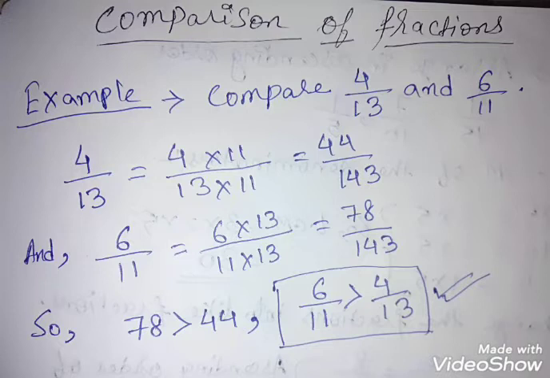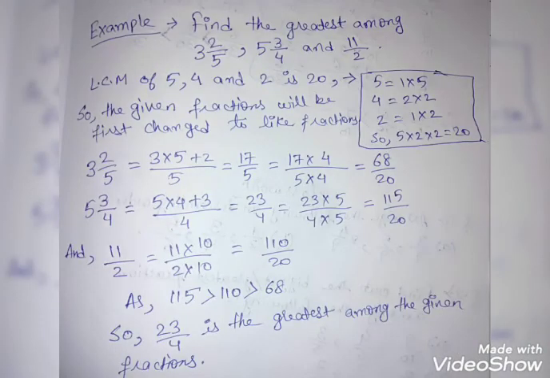Now when we have got the like fractions where both the denominators are the same, we can easily compare them. We can compare the numerators. 78 is more than 44, which means 6 by 11, which after changing was 78 by 143, is greater than 4 by 13, which after changing became 44 by 143. So like this we can compare.